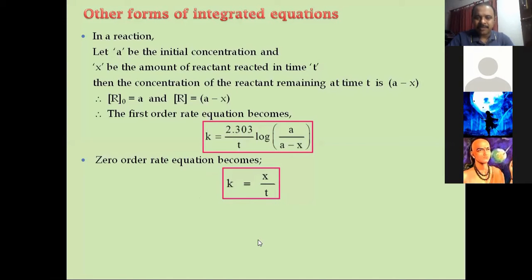So don't get confused. R naught is initial concentration, R is remaining concentration. If in our example we have taken 2 moles and 0.5 mole got reacted, what remains is 1.5. So 1.5 is R, 2 is R naught. So 2 minus 1.5 is equal to 0.5. What is that? Reacted. So it is nothing but X. So the integrated rate equation for zero order becomes X by t. So these are the different forms.